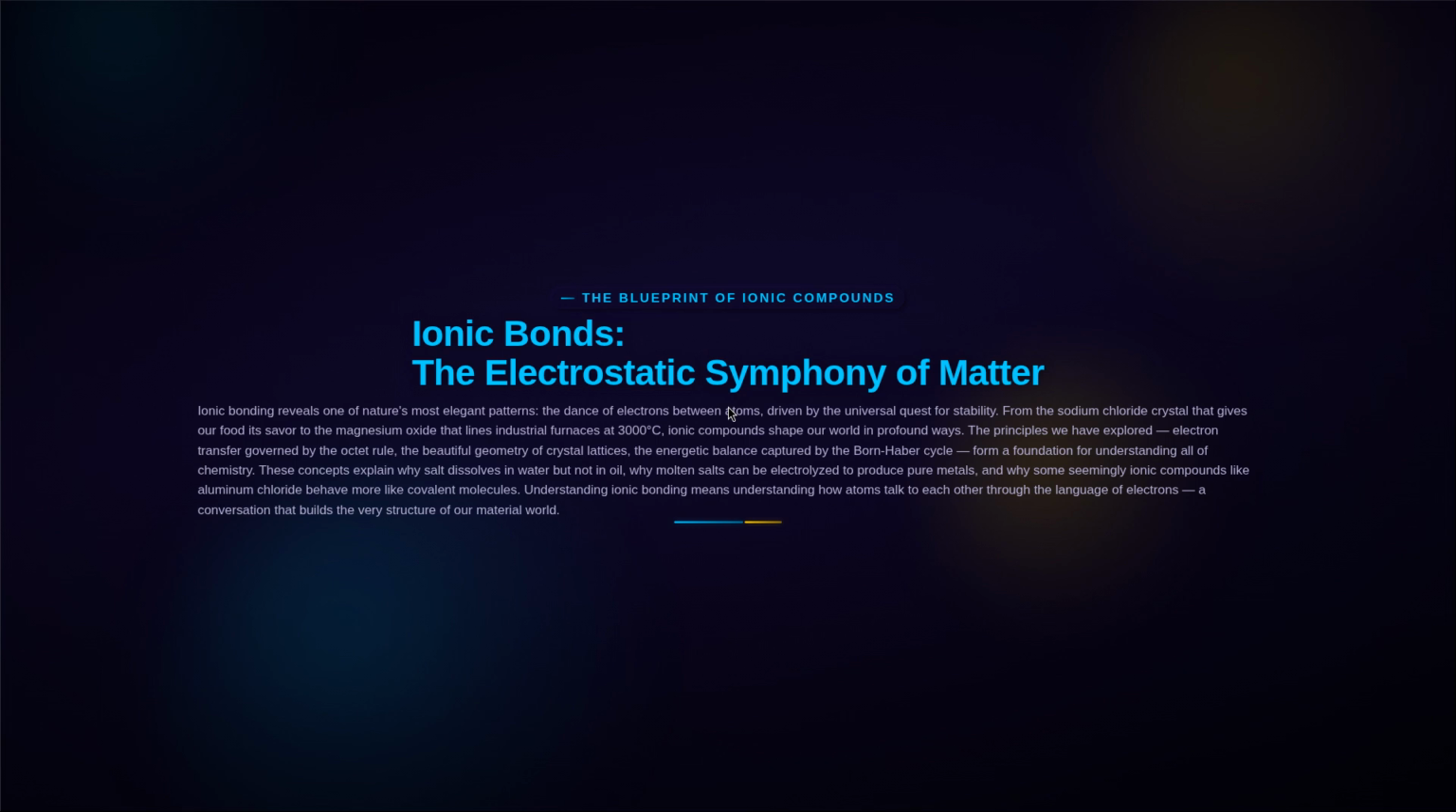The periodic table is more than a chart. It is a conversation between elements, and periodic trends are the grammar that gives it meaning.